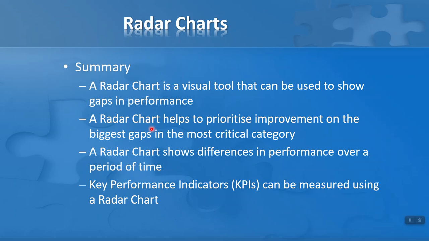So finally, in summary, a radar chart is a visual tool that can be used to show gaps in performance. They help us to prioritize improvement on the biggest gaps in the most critical category. Radar charts show us the differences in performance over a period of time, and KPIs, key performance indicators, can be measured using a radar chart. So that's how we can use radar charts to help us in process improvement and solve problems.